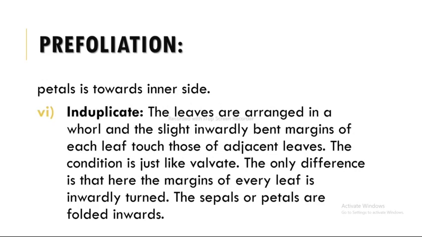The next type is the induplicate. In induplicate, the leaves are arranged in a whorl and the slightly inwardly bent margins of each leaf touch those of adjacent leaves. The condition is just like the valvate. The only difference is that here the margins of every leaf are inwardly turned. The sepals or petals are folded inwards.